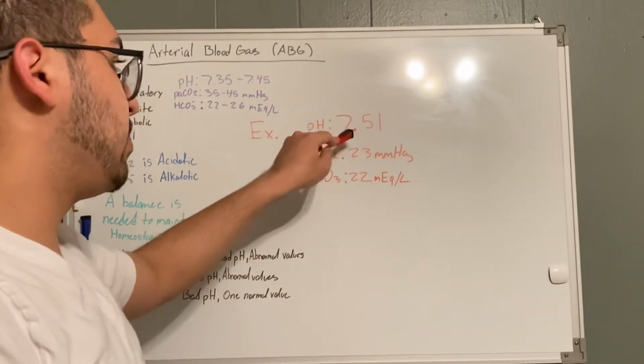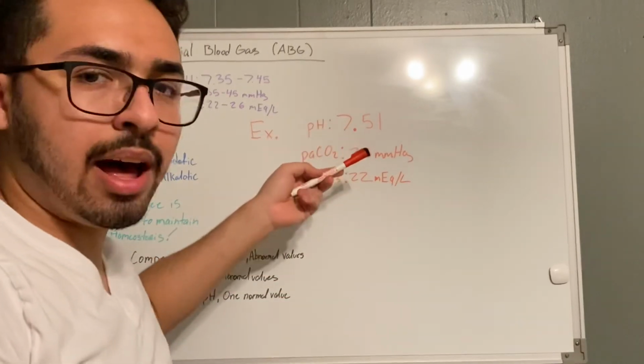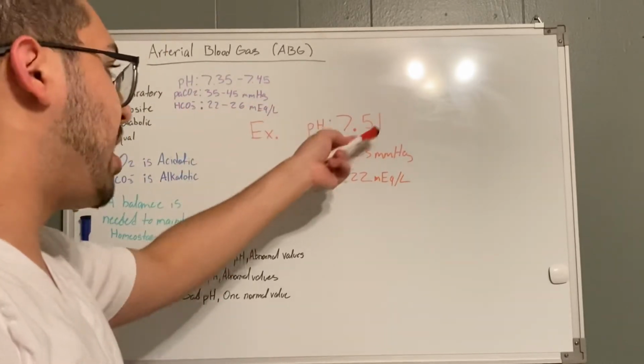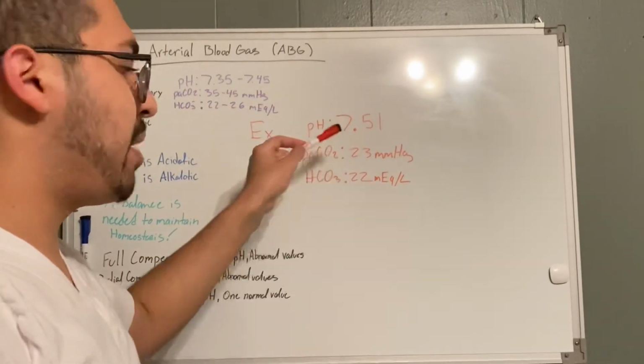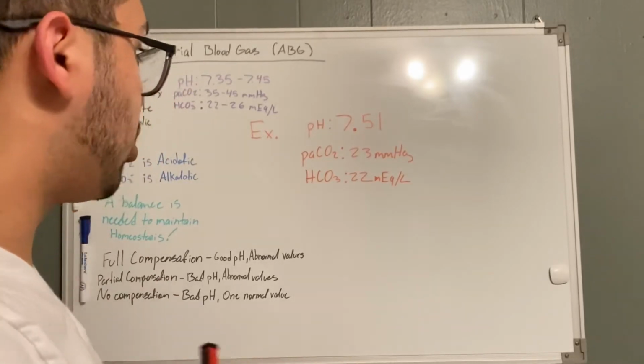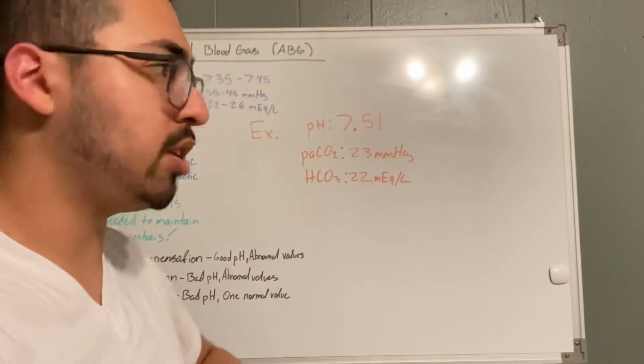We have a pH of 7.51. Is that low or is that high? It's high, right? It's above 7.45, it's high. So right off the bat, you have alkalosis going on. The next step is determining whether it's a respiratory issue or a metabolic issue.